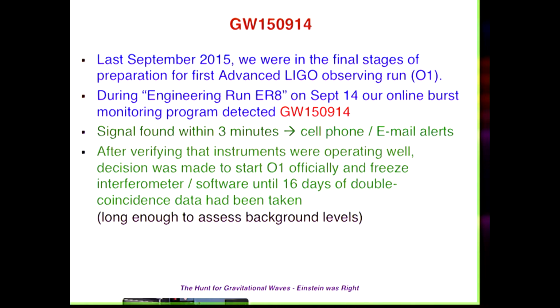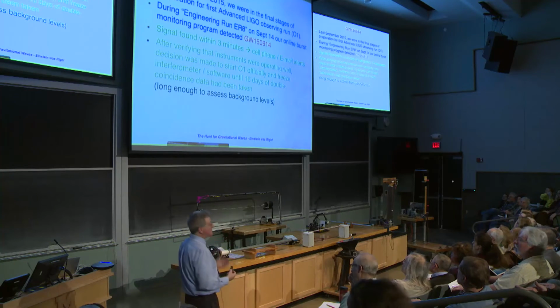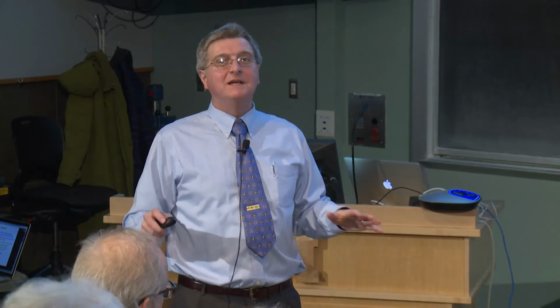And so we froze the interferometer and the software configurations and said, okay, we're just going to run like this until we've got 16 days of double coincidence data. Because we estimated, based on what we knew about our interferometer and about basically the statistics, that we wanted to have something like this amount of data in order to assess our background level well enough to claim that this was a real discovery. So we needed to collect a lot of data to make sure we understand our backgrounds, and so that's what we did.